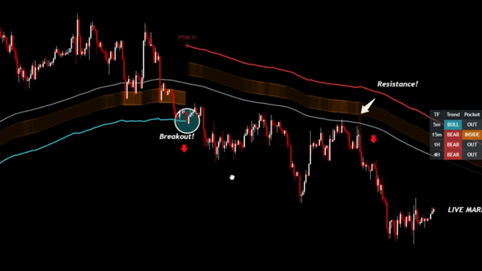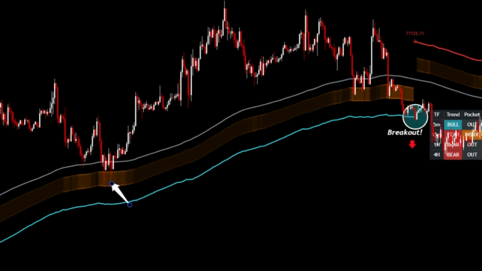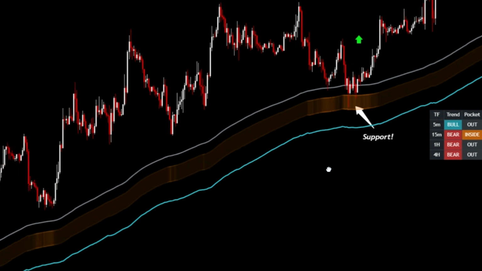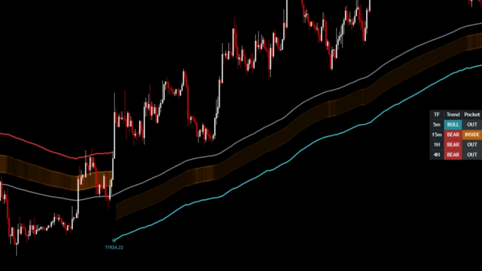If we scroll back a little further, we can see another example where price pulled back into the zone during an uptrend and found support. This would have been a trend continuation scenario based on the rules we discussed earlier. Going back once again, we can spot a breakout above the zone supported by several strong candles. In this case, price transitioned from a bearish structure into a bullish one, giving us a reversal setup.